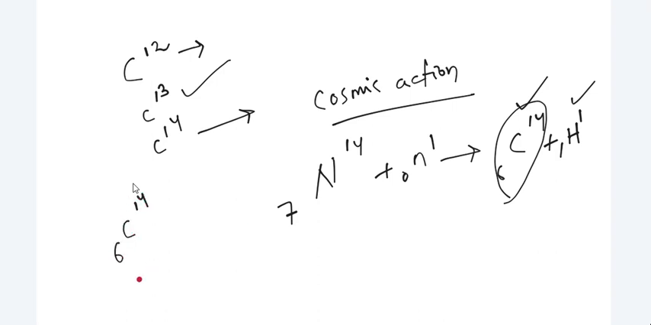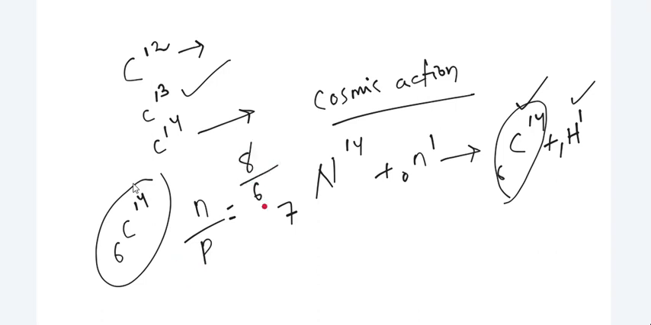Now, what happens? C 6,14 is radioactive in nature. Why? You know the simple rule, the neutron by proton ratio. So here, how many neutrons are there in C 6,14? There are 8 neutrons and 6 protons. So 8 by 6 comes to 4 by 3, that is 1.33.